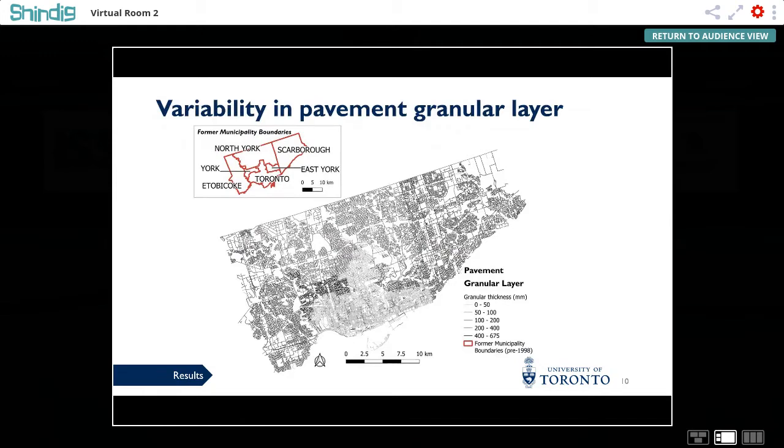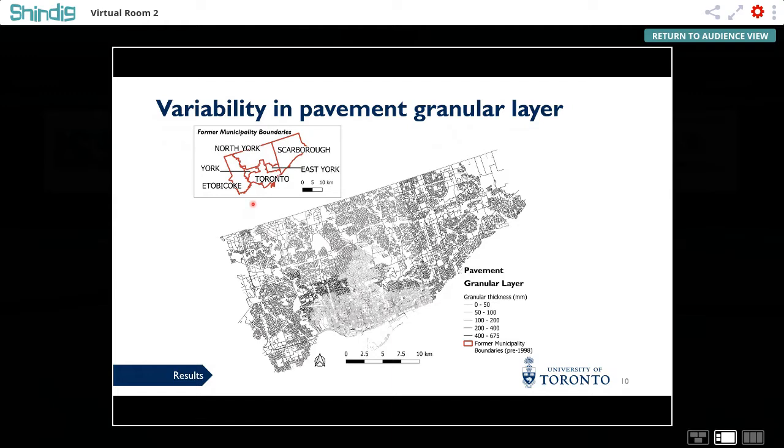Turning now to why we observe such differences. In part, it's due to geographic and historical differences in pavement design and construction approaches across regions of the city. So in the central core, for example, the granular layer tends to be much thinner than in other areas of the city. And the pattern that we observe in this map very closely matches the map of the former municipalities that were amalgamated to form the modern day city of Toronto more than 20 years ago.